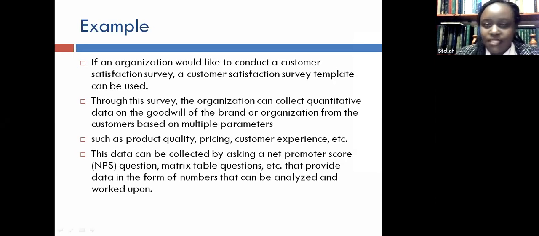So I have an example of a quantitative research there. So an organization wants to conduct a customer satisfaction survey. What this organization does, it comes up with a customer satisfaction survey template.